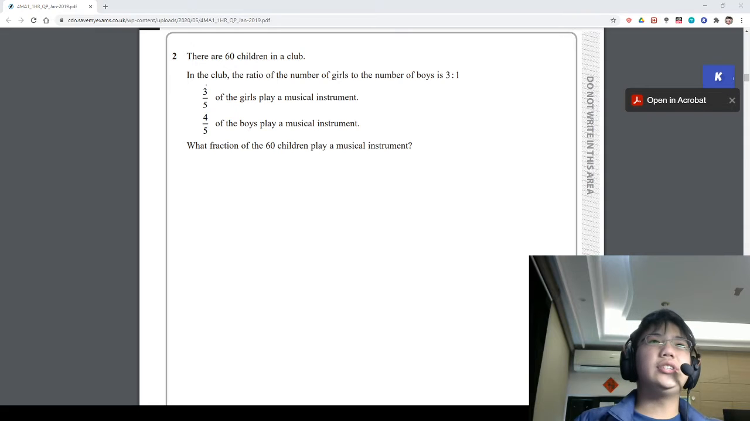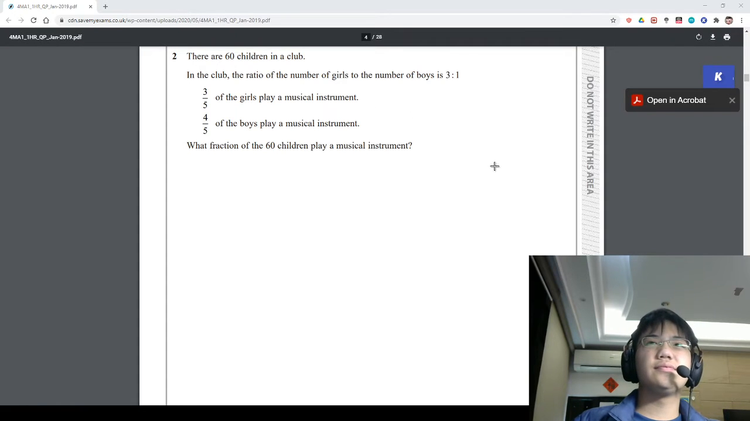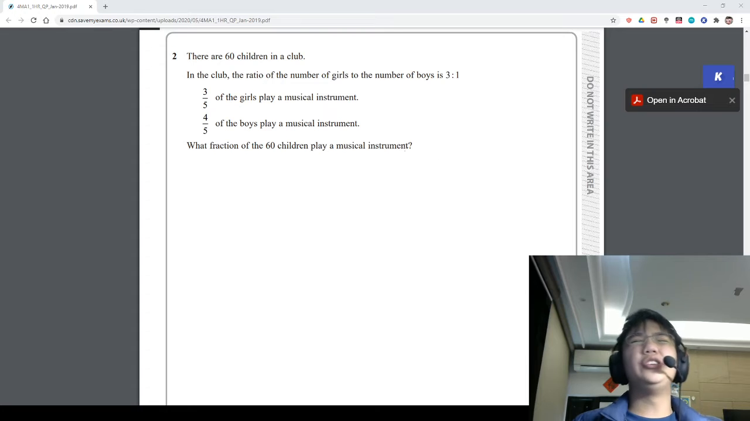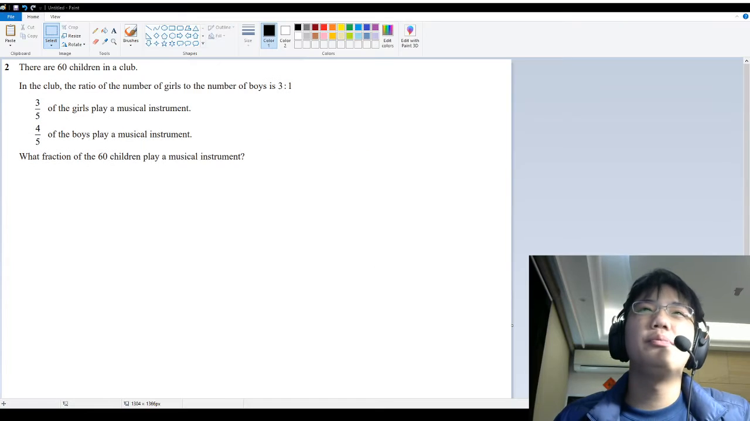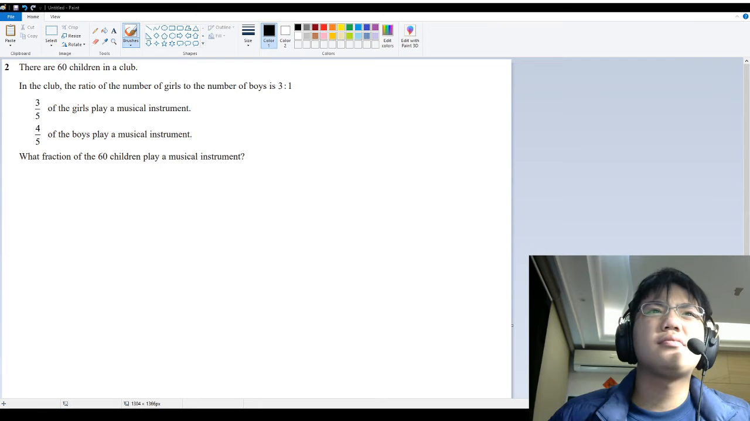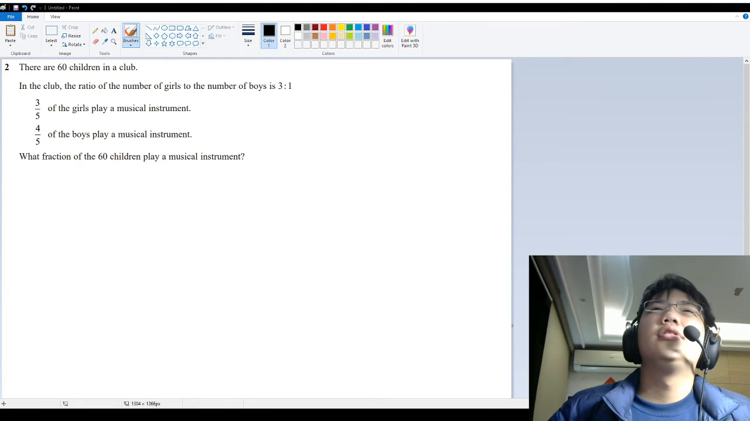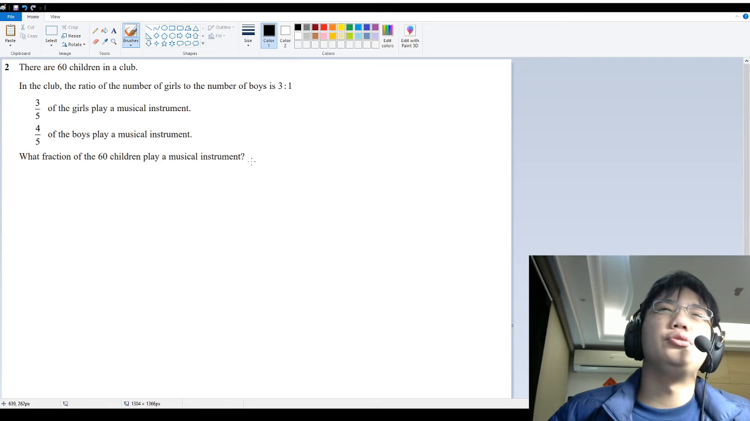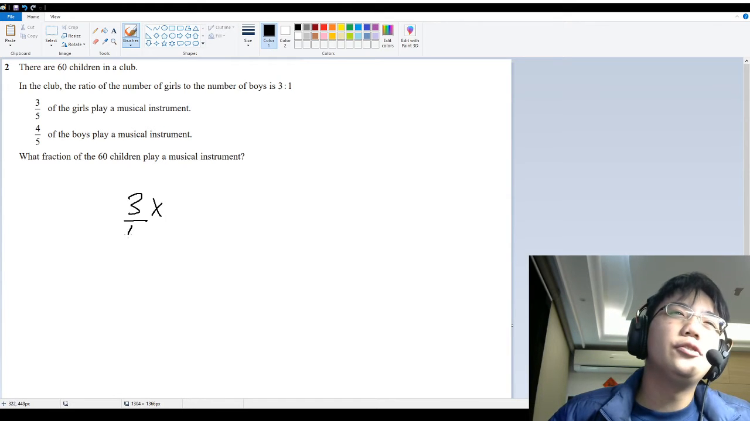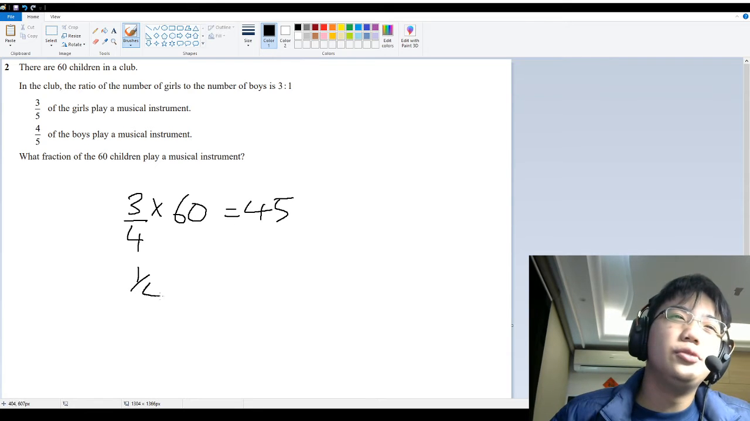Now, this is another question related to fractions, and compared to other questions, relatively simple as we're only at the beginning of the paper. The way to solve this is, first of all, find the number of boys and girls. So the ratio of girls to boys is 3 to 1. So the number of girls will be 3/4 times 60, which equals 45, while the number of boys is 1/4 times 60, which equals 15.